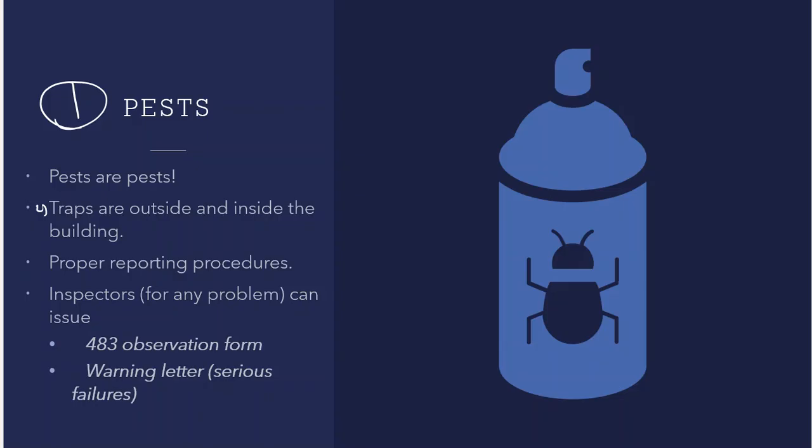So the inspectors, for any problem, even with pests, and that's the number one concern they have most of the time when they inspect these production areas, can go back and generate two types of forms.